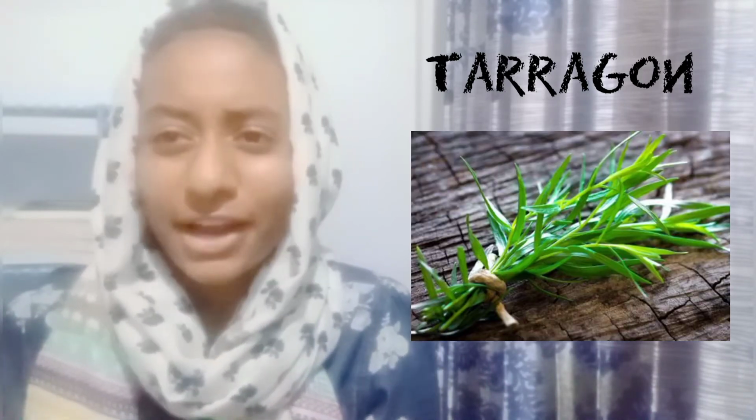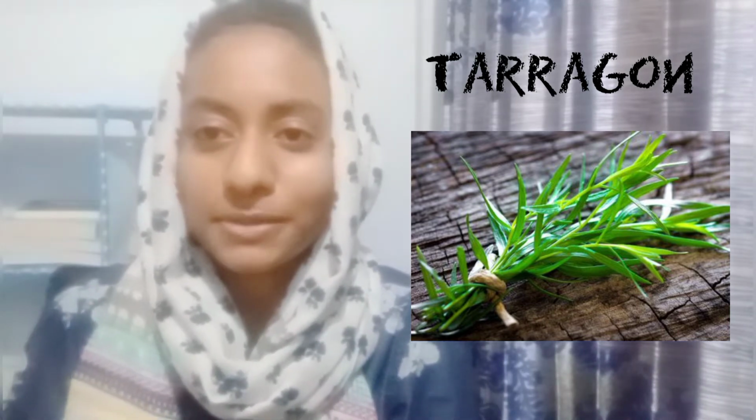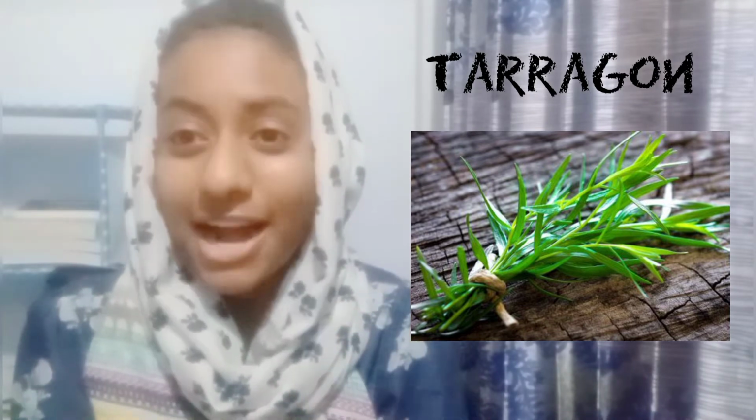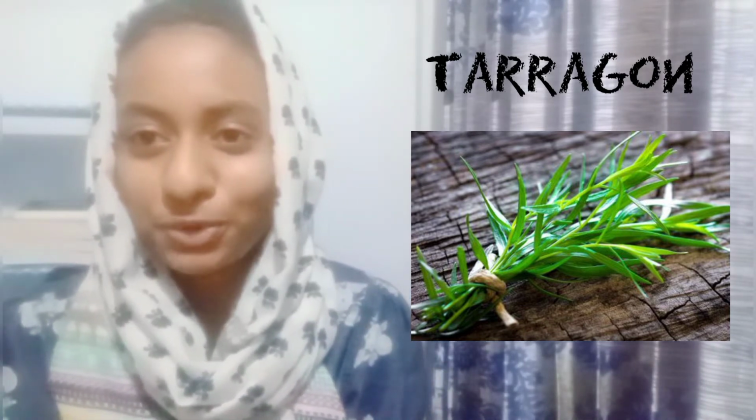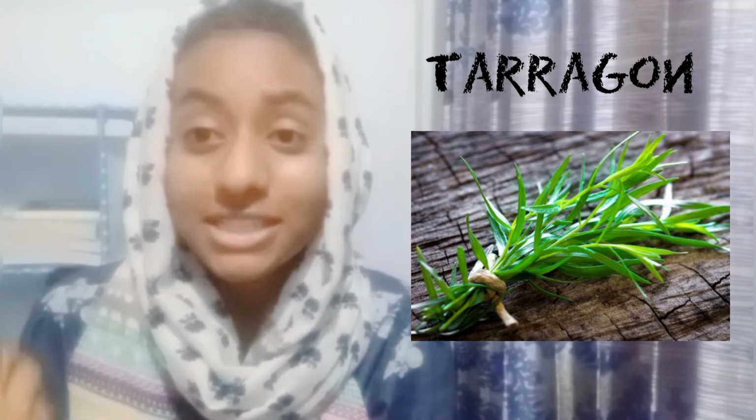The third one is a plant, which is tarragon. It's also known as estragon in some places. This tarragon is more like a herb, and it's used for medical purposes. So it's known as tarragon. I'm showing you the picture of it. So just remember the name tarragon.